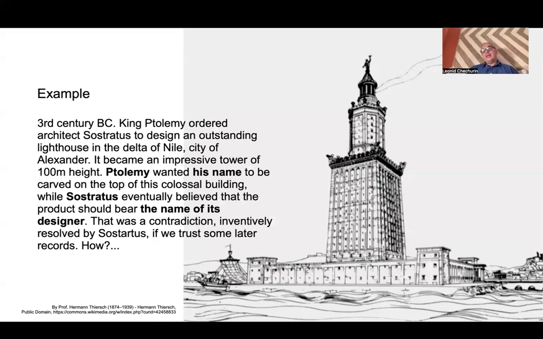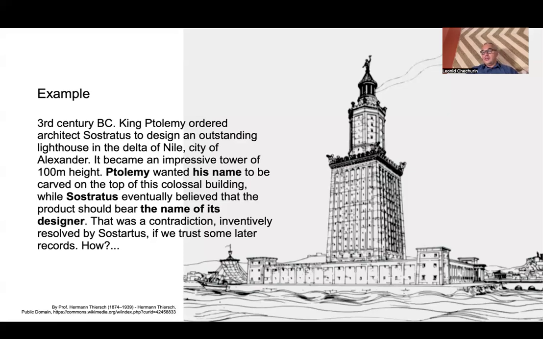So one example I like a lot because it comes from history, maybe the third century before Christ. There was a dynasty of Ptolemy, and in northern Africa, in Alexandria, they built a huge, colossal building, and the engineer was Sostratus, who actually was the designer and supervisor of the project. He was very proud of it, and he wanted his name to be carved on the building, while his boss, Ptolemy, who was a king, wanted eventually his name to be carved.